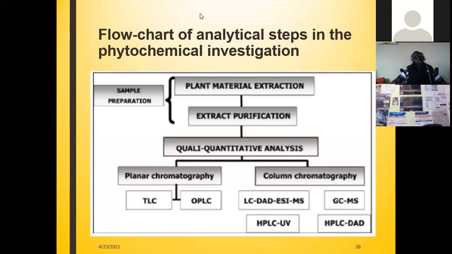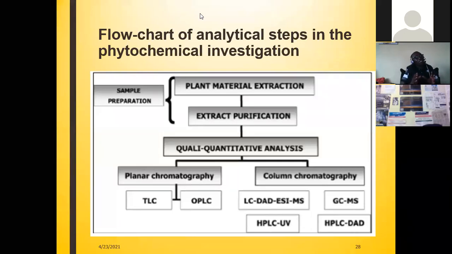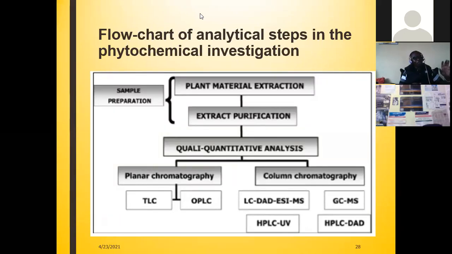So they are limited in the extraction. So you have to identify the correct solvents that you are going to use for your analysis. Then depending on what you are interested in that plant, you can go to the phytochemical screening where you screen all the bioactive compounds that are in them, and then you do quantitative and qualitative analysis and all that.